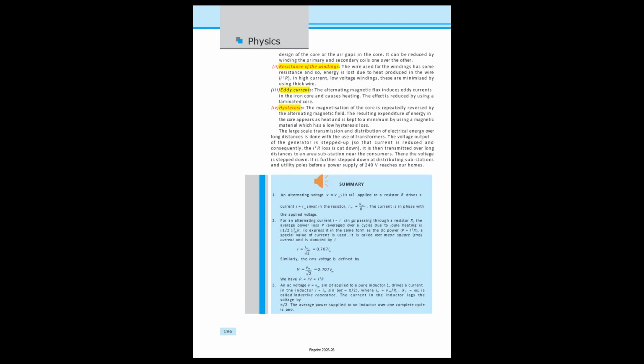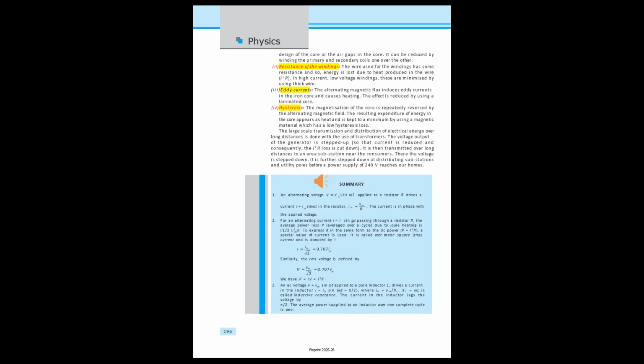3. Eddy currents. The alternating magnetic flux induces eddy currents in the iron core and causes heating. The effect is reduced by using a laminated core. 4. Hysteresis. The magnetization of the core is repeatedly reversed by the alternating magnetic field. The resulting expenditure of energy in the core appears as heat and is kept to a minimum by using a magnetic material which has a low hysteresis loss.